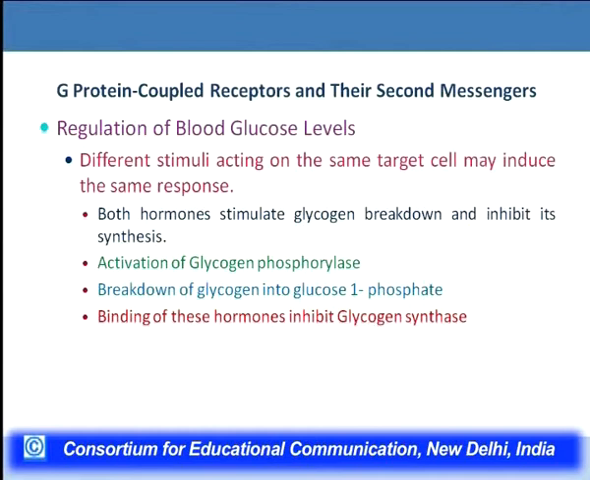And secondly, both these hormones will lead to inactivation of another enzyme, which is glycogen synthase. So they are binding to the receptor, they are producing a second messenger, and that second messenger is leading to two effects. It is activating the enzyme which will break glucose subunits from the glycogen, and it is also leading to inactivation of the enzyme which will lead to formation of glycogen. So the end result is that the glucose subunits will be released into the bloodstream, and they will be utilized by the organism for whatever need arises at that particular time.